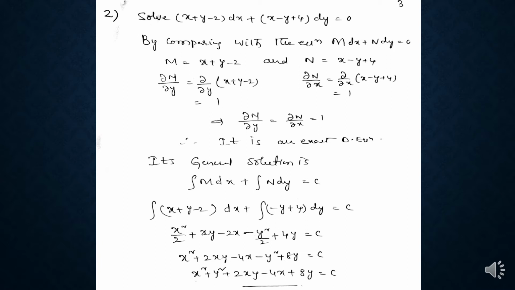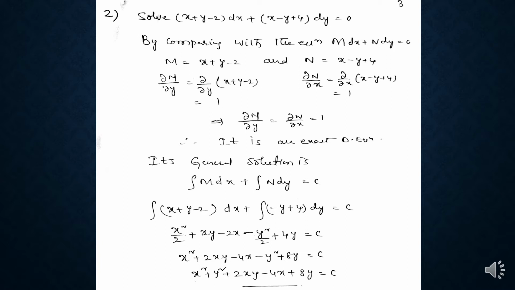If we check the differential equation for the variable separable method, we cannot separate the variables x and y. So we can check whether it is in the form M dx + N dy = 0 or not. By comparing the given differential equation with M dx + N dy = 0, M is equal to x + y - 2 and N is equal to x - y + 4, that is M dx + N dy.